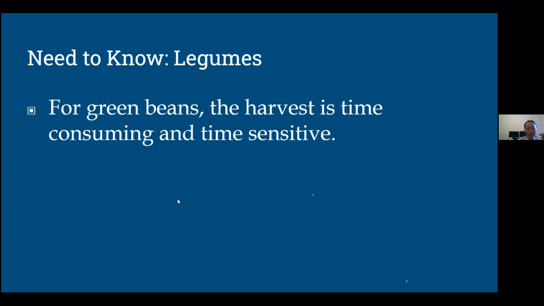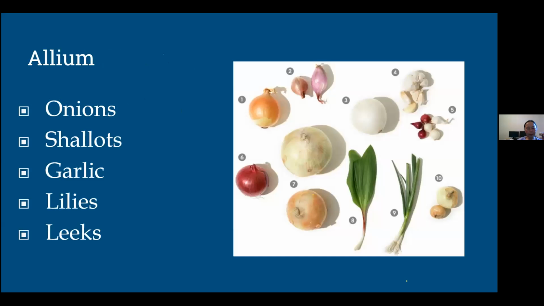And then some need-to-know basics for legumes. For the green beans, the harvest time is consuming and time sensitive. This is very true. You're going to need to really keep an eye on them. Once they're matured, they're just going to keep producing. So keep an eye on those and make sure you're harvesting them every other day, or every day, depending on how often you come to the farm.